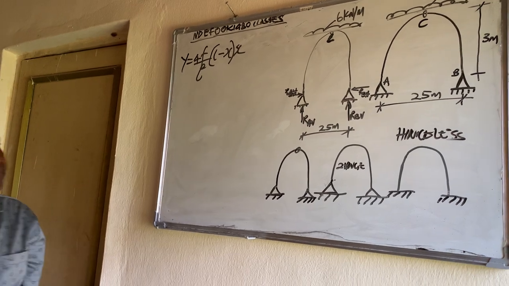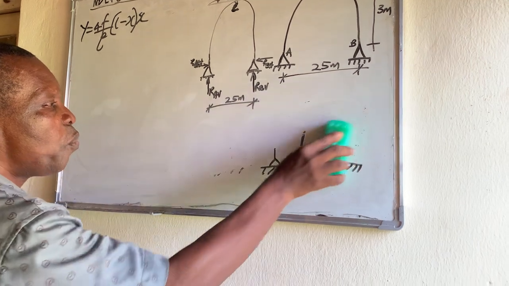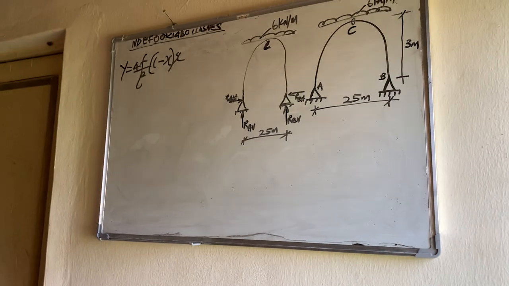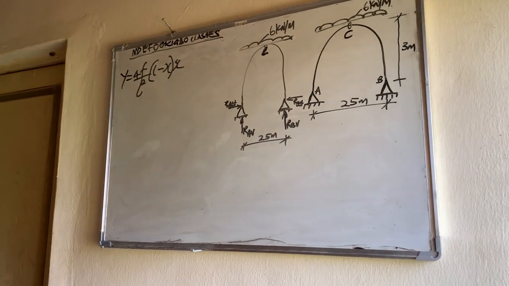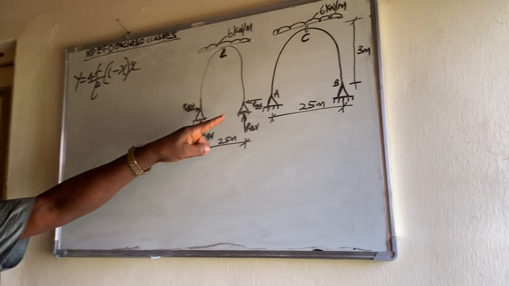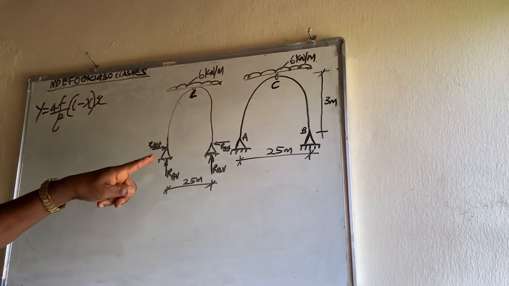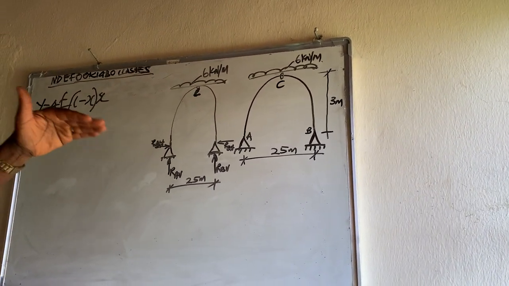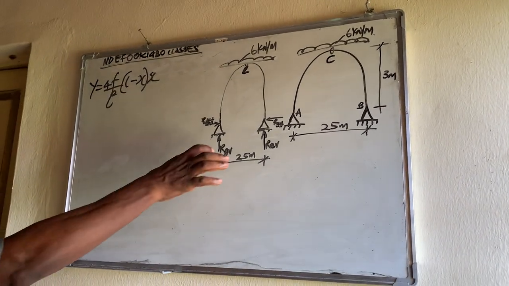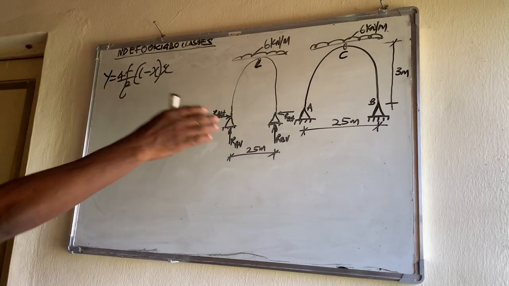So we can start. Let's see how we deal with this one. The first thing we do is take bending moment at point B to get ROA vertical. ROA horizontal may not come in when I'm taking moment at point B, because it doesn't have any distance to that point B. So I will be able to get ROA vertical. Then I take moment again at point A, and I get ROB vertical.